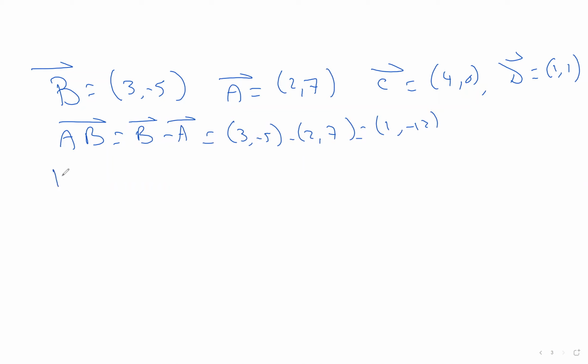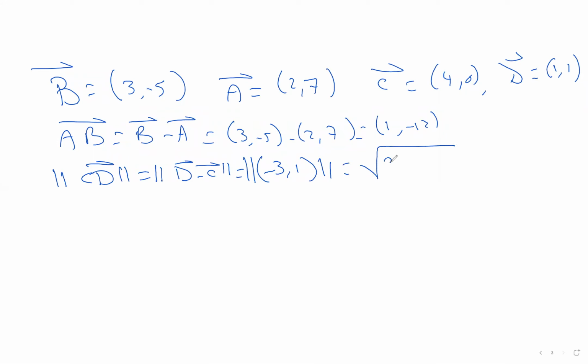We need to find the norm of CD, the norm of D minus C. D minus C is negative 3 and 1. The norm of it is the square root of the first power of 2 plus the second power of 2, which is root of 10.